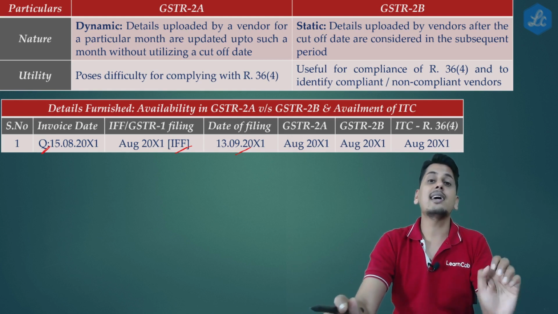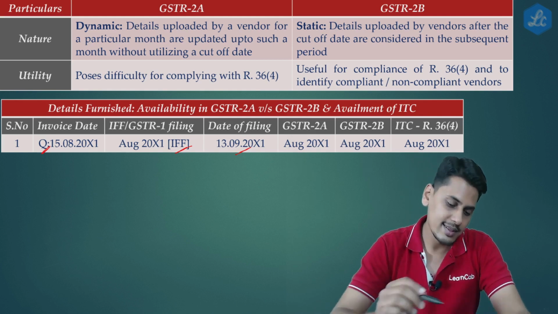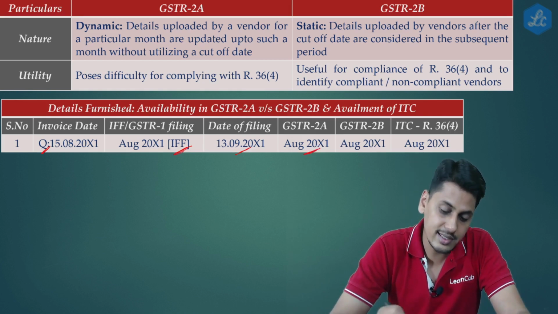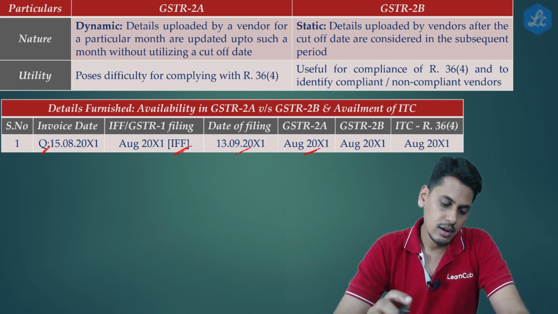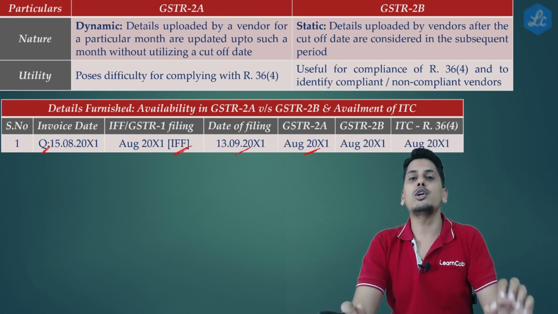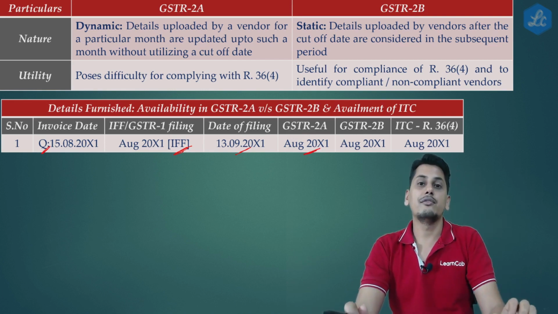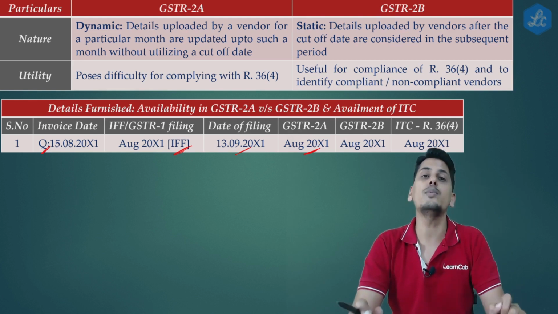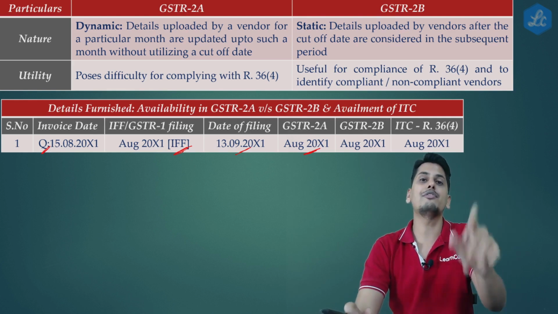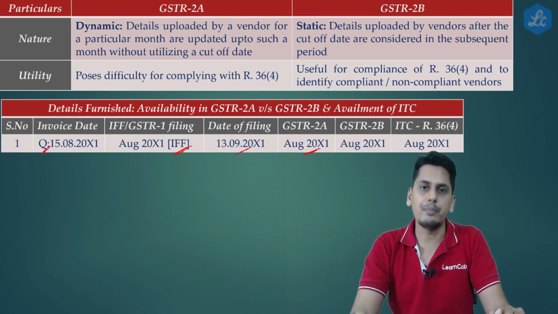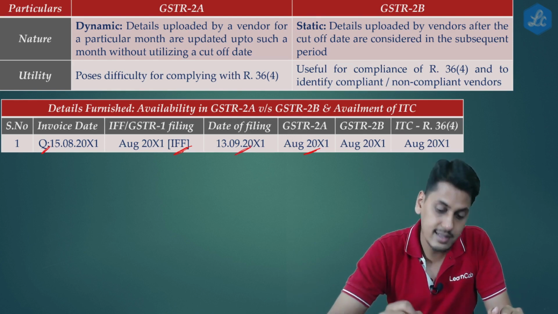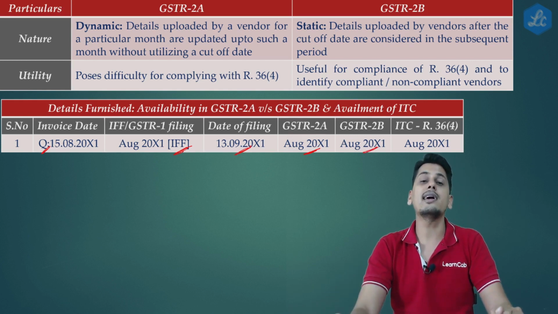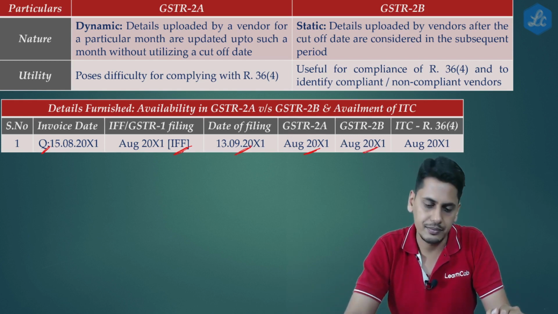So friends, as regards 2A, it is very simple. He has included it in IFF of August, so therefore it would appear in GSTR 2A of August. Let us also see, will it appear in GSTR 2B of August? Friends, to appear in GSTR 2B of August, the details should have been filed by 13th of September. Is it done so? The answer is yes. So it will appear in GSTR 2B of August. Credit can be taken in the return for the month of August.